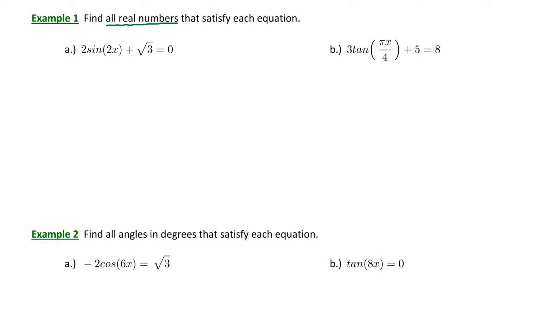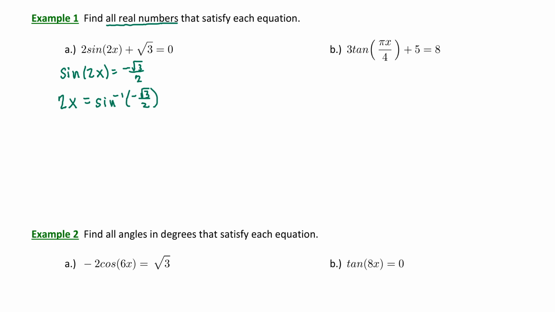Our first step in this equation is to isolate the sine function. So I'm going to subtract square root of 3 from both sides and then divide both sides by 2. We'll end up with sine of 2x equals negative square root of 3 over 2. Our trig function has been isolated. Now we're going to apply the appropriate inverse function to both sides. This is going to isolate the argument 2x. 2x equals inverse sine of negative square root of 3 over 2.